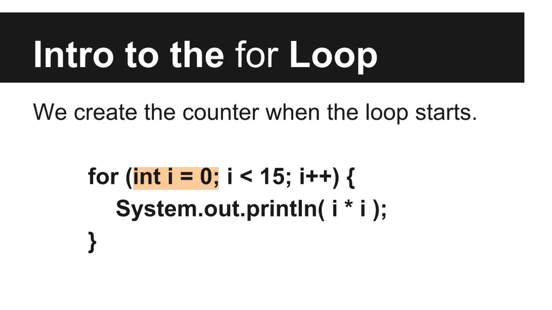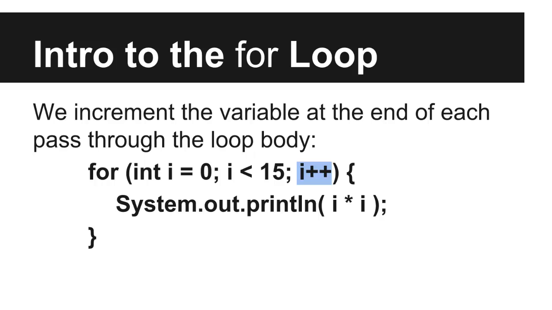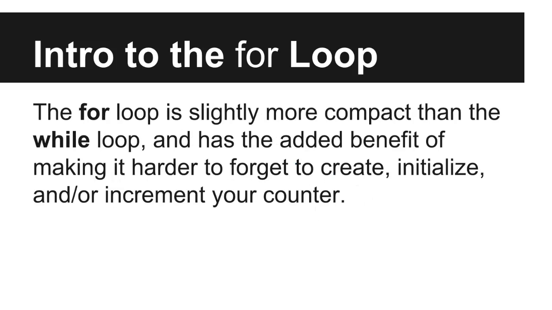But again, we've got our counter, which we create as soon as the loop starts, our condition, which we check at the start of each iteration through the loop, at the start of each pass through the loop, and then our increment. And the really cool thing about the for loop is that we can accomplish, using slightly fewer lines, the same thing that the while loop does with regard to counter-controlled repetition.